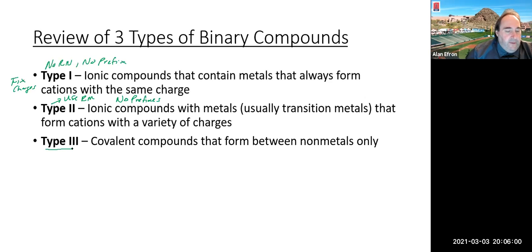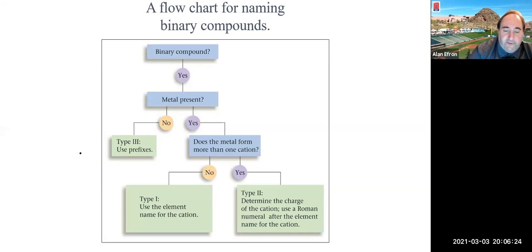And type 3 that we just talked about are covalent compounds, which means they are two nonmetals together. They're going to be sharing electrons, and they use prefixes, but no Roman numerals. So again, as we just summarized there, each of these has a distinct way of naming those things. Again, another decision tree to help you decide which way to go.